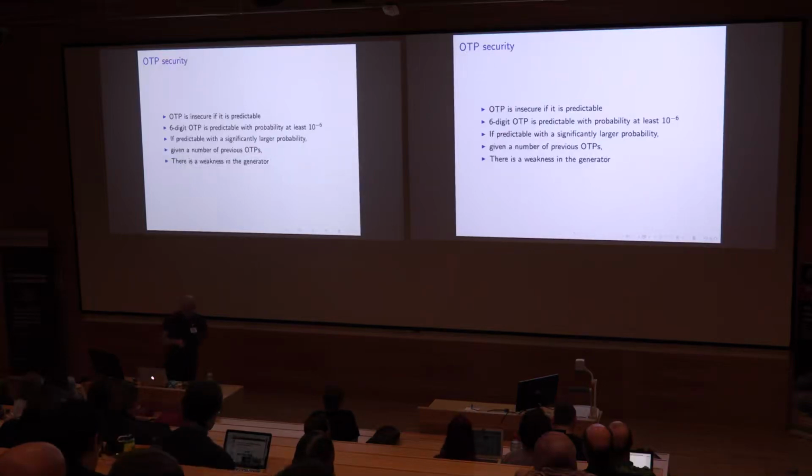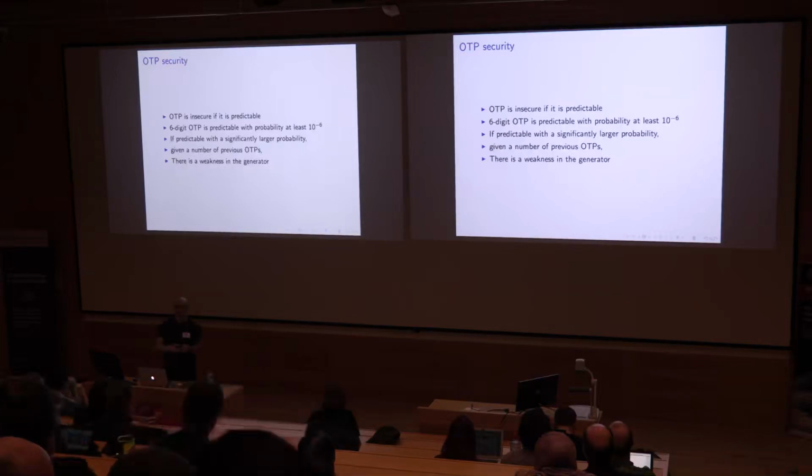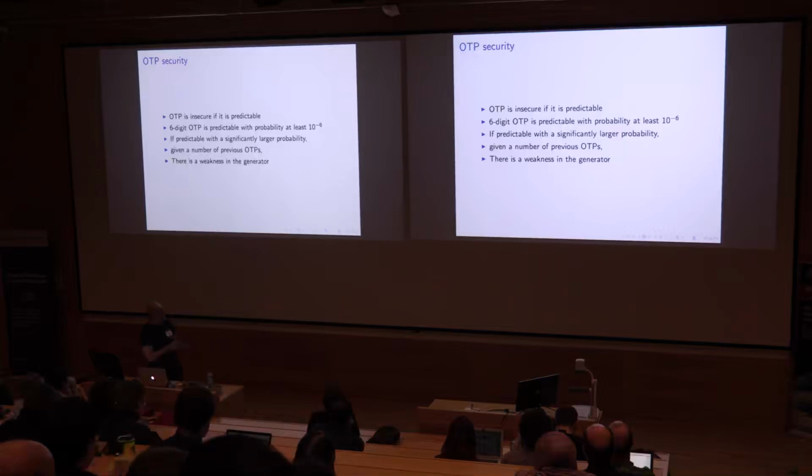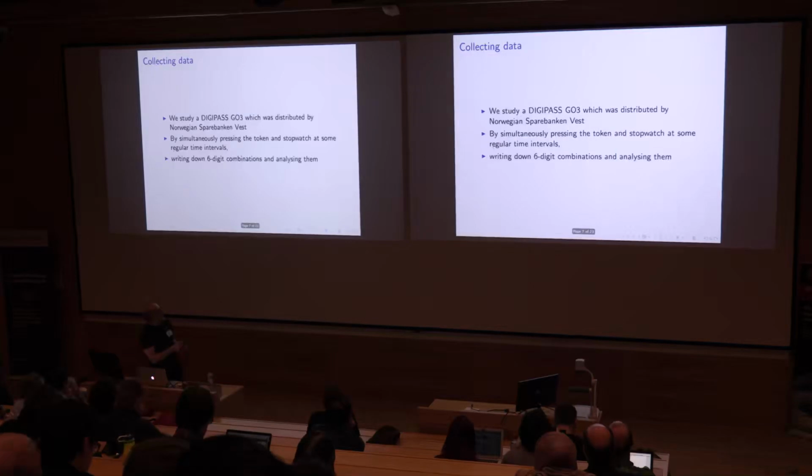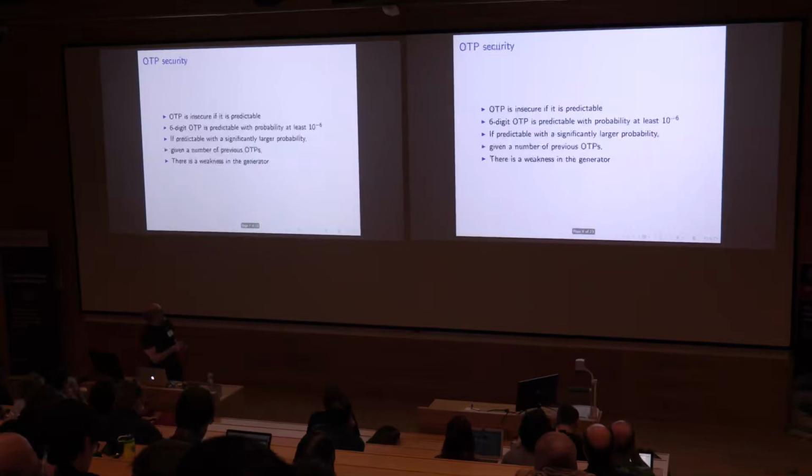Okay, what's the security of a one-time password? A one-time password is insecure when it's predictable, of course. If it comes to a 6-digit combination, it's predictable anyway, with probability at least 10 to the power minus 6, as shown on the slide. But if it is predictable with a significantly larger probability, given the number of previous passwords, then there is a weakness in the generator.